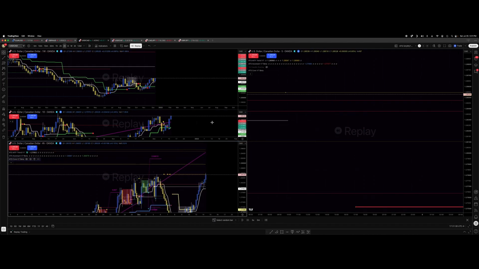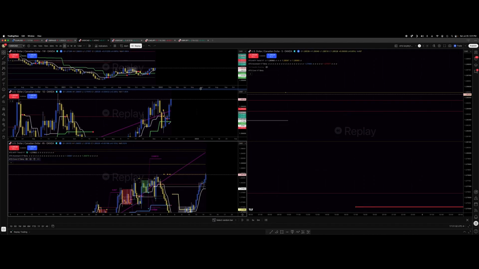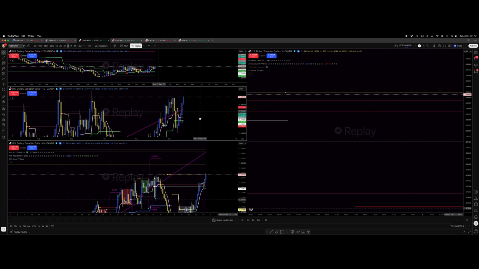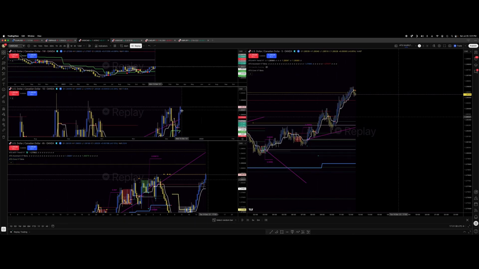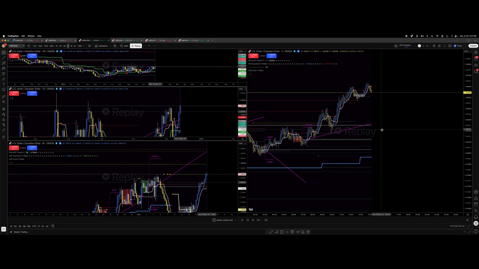Let's take a look at what's going on. Let me get rid of this. The daily is also coming up to some highs. All right, keep on that. Let's see how much higher it goes, if it even goes any higher.